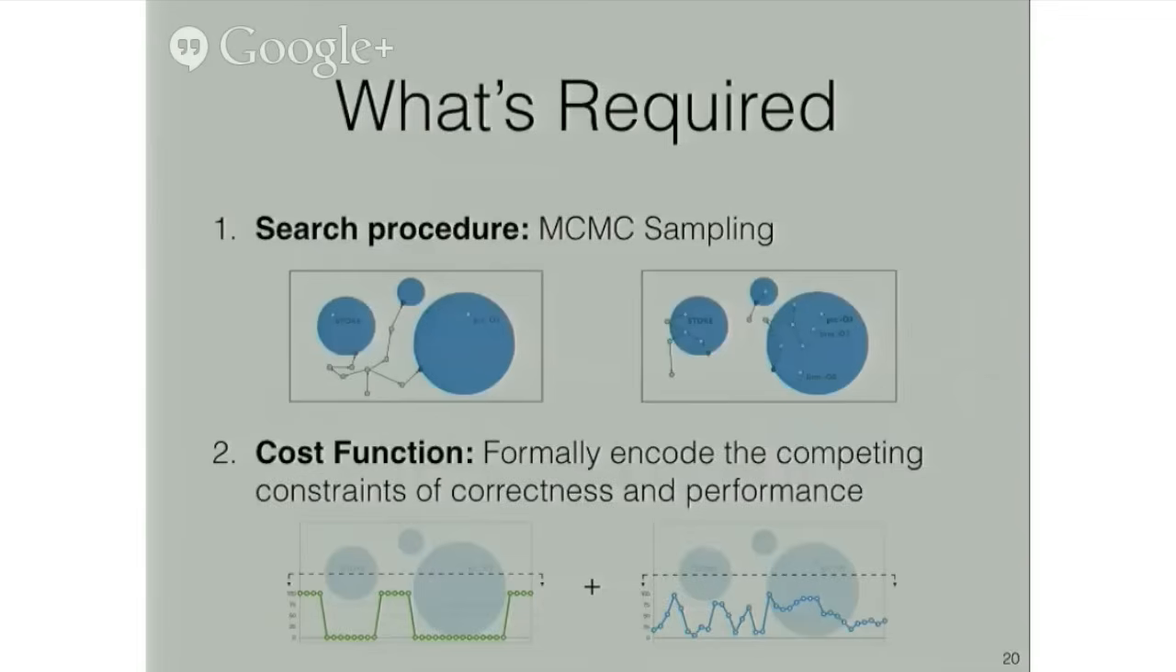So at a high level, for this to work, as I've described it to you, we need two things. We need a search procedure for performing the random walks, and we need a formal method for encoding and combining these correctness and performance functions that I just showed you. It turns out that these two issues are pretty tightly coupled. But what I'll do is I'll discuss each in turn.